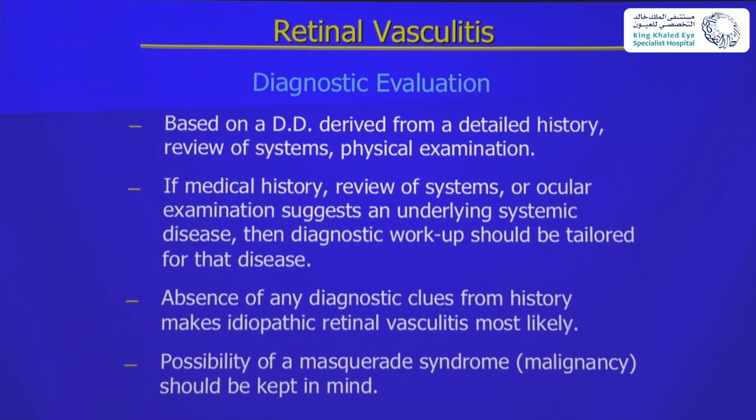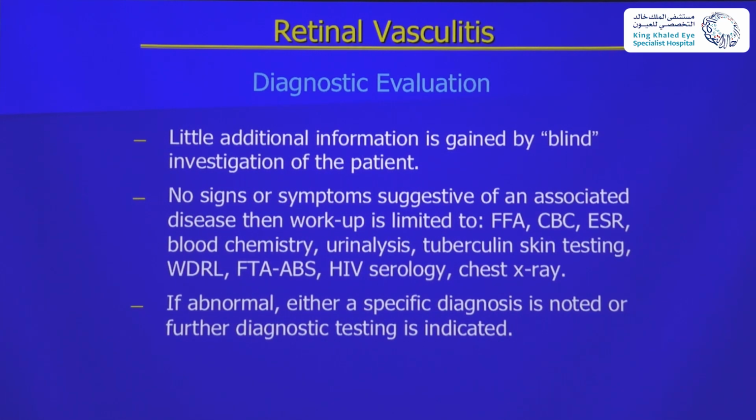In fact, in my practice, I always examine the patient first. And then after examining the patient, I have an idea about what's going on. Then I ask specific questions to the patient. If there are no signs or symptoms suggestive of an associated disease, then the workup should be limited to fluorescein angiography, CBC, ESR, blood chemistry, urine analysis, PPD skin test, and IGRA test, syphilis serology, HIV serology, and chest X-ray.